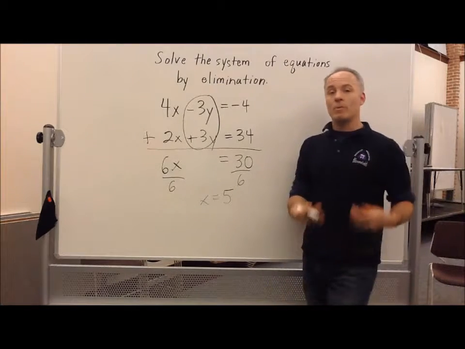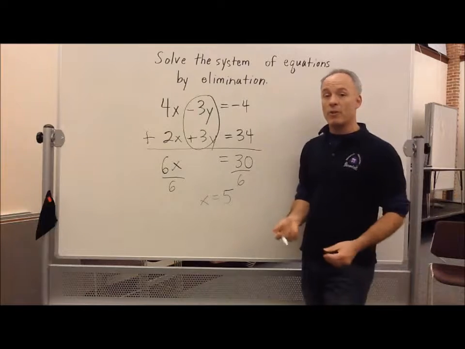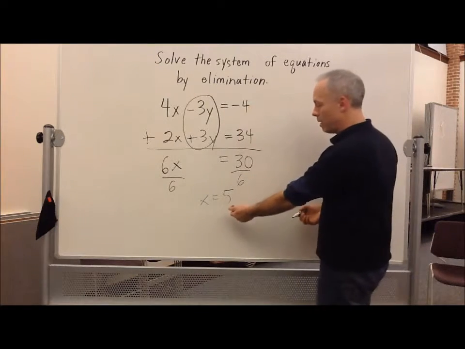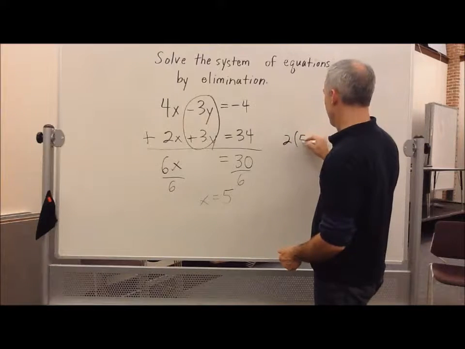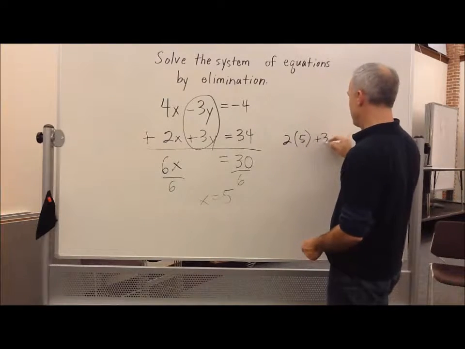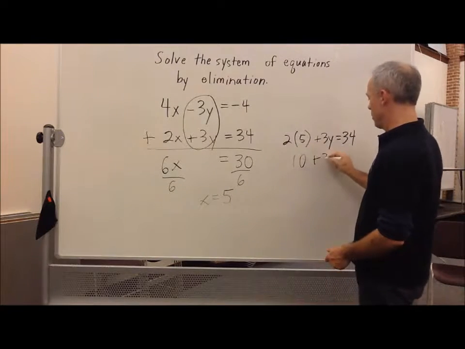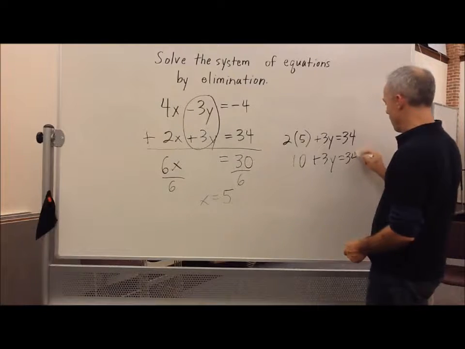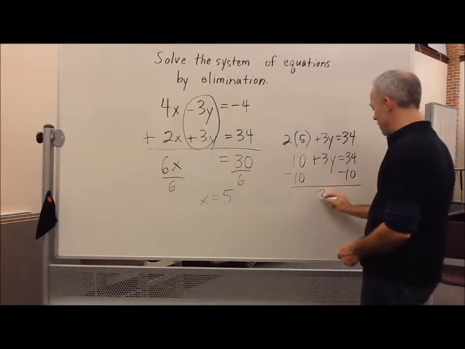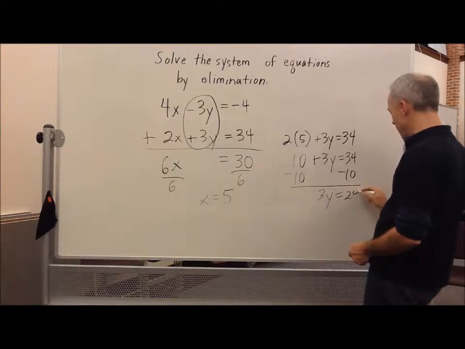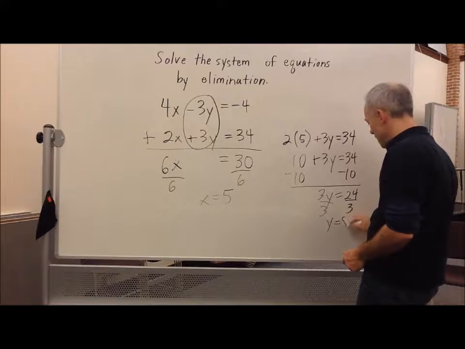If x equals 5, what we're suggesting is that 5 is the value for x that will work in both equations. Let's find out the corresponding y value. To do that, we plug in 5 for x in one of the equations. So, 2 times x, or 5, plus 3y equals 34. 10 plus 3y equals 34. Subtract 10 from both sides to keep our equation balanced. 3y equals 24. Divide both sides by 3, y equals 8.